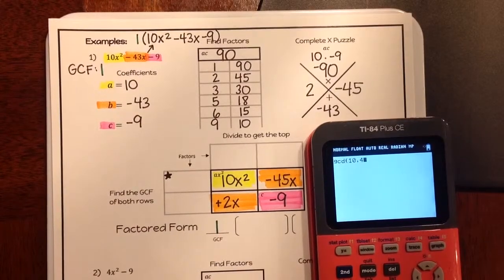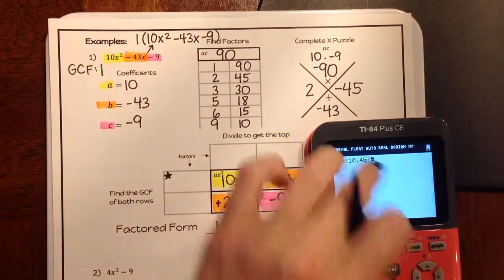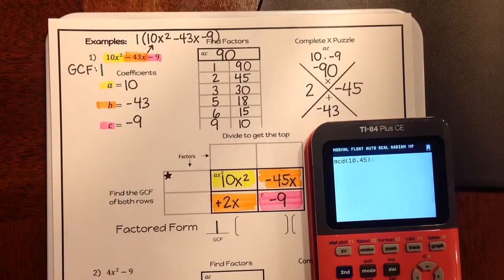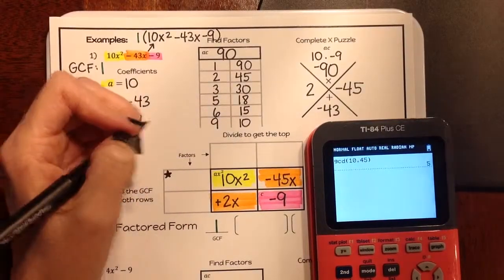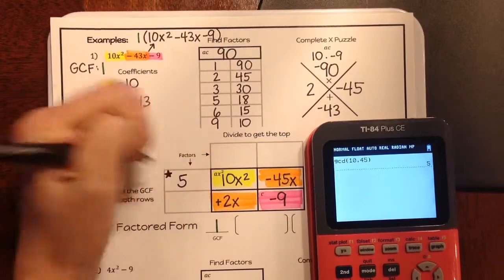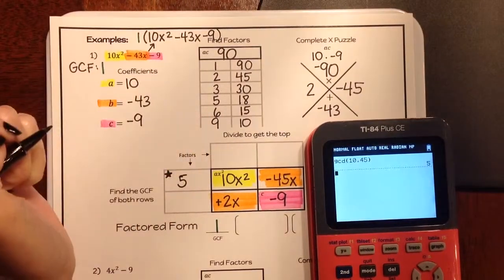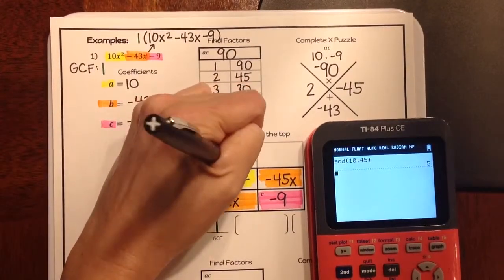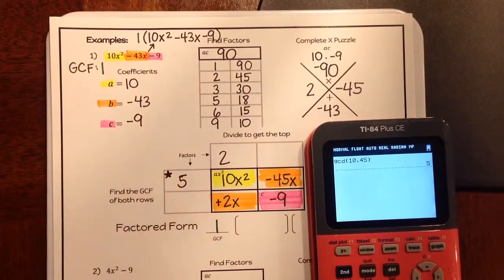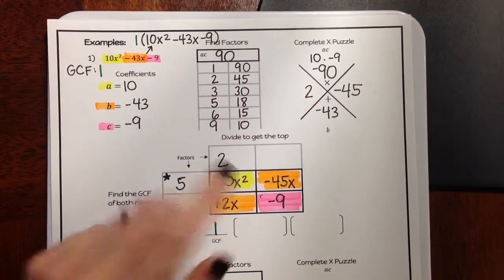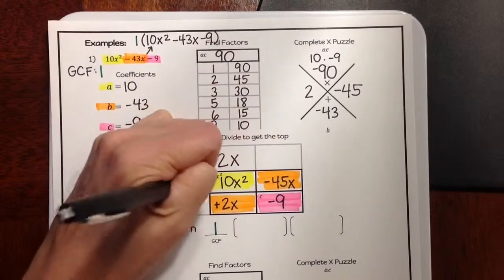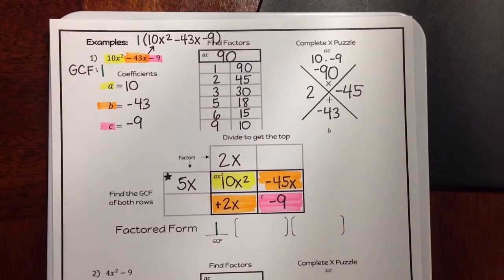So 10 and 45. Again, I don't care if they're negative in my calculator, they have to be positive. And the common factor of 10 and 45 is 5. Okay, so which means a 2 has to go here, because 2 times 5 is going to make 10. So now I just have to break apart my x. Well, through multiplication, I know this has to be an x and this has to be an x. And 5x times 2x is going to give me 10x squared.